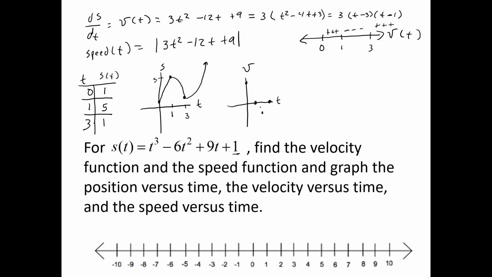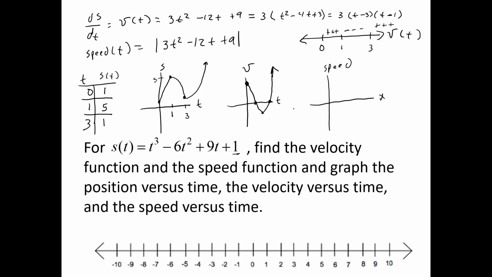And somewhere in the middle, we'll get our vertex. Graph ends there, goes on forever there. And when we graph the velocity function, right? I'm sorry, the speed function. So this is the speed. It's just the absolute value of this.